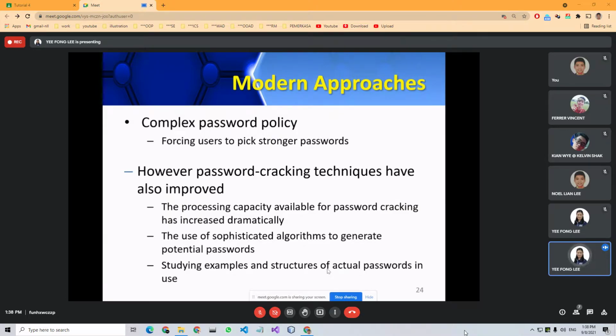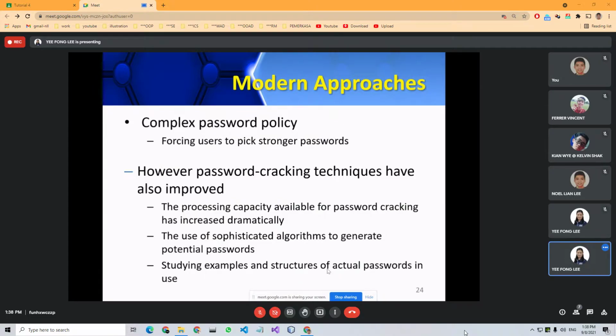Complex password policy forces users to pick stronger passwords. Some systems require that you must add a digit, or must include characters such as capital letters, small letters, and symbols. This is how they force users to choose a stronger password.